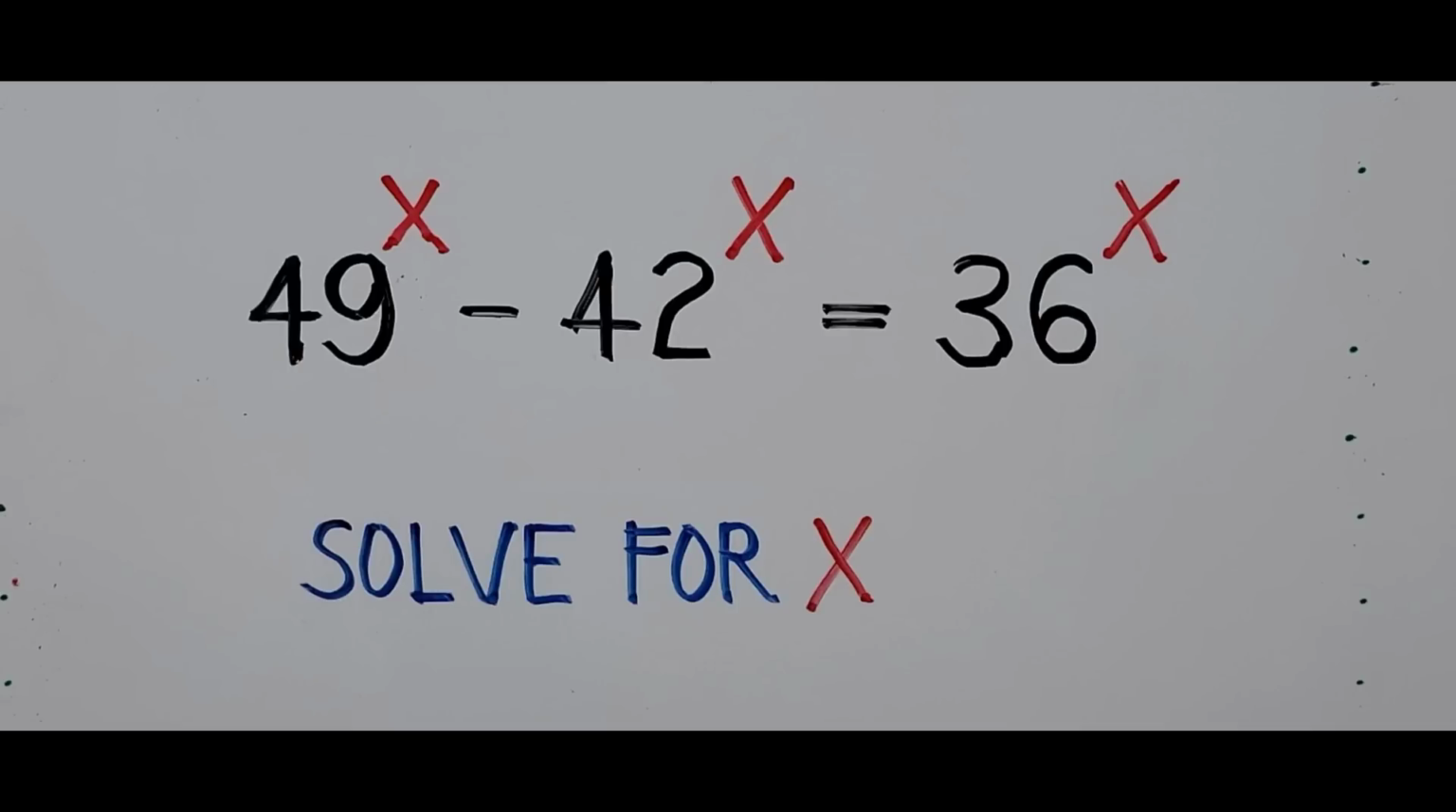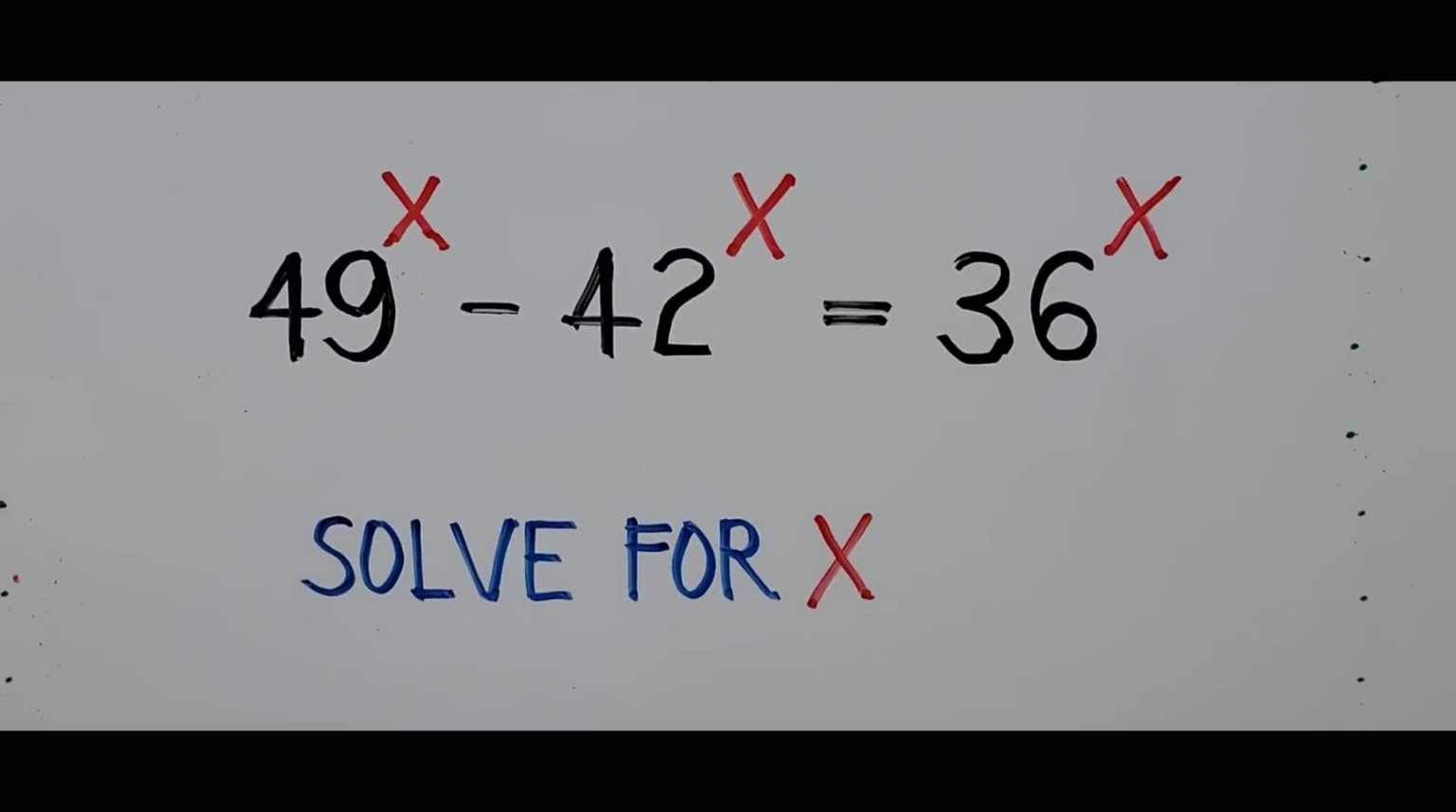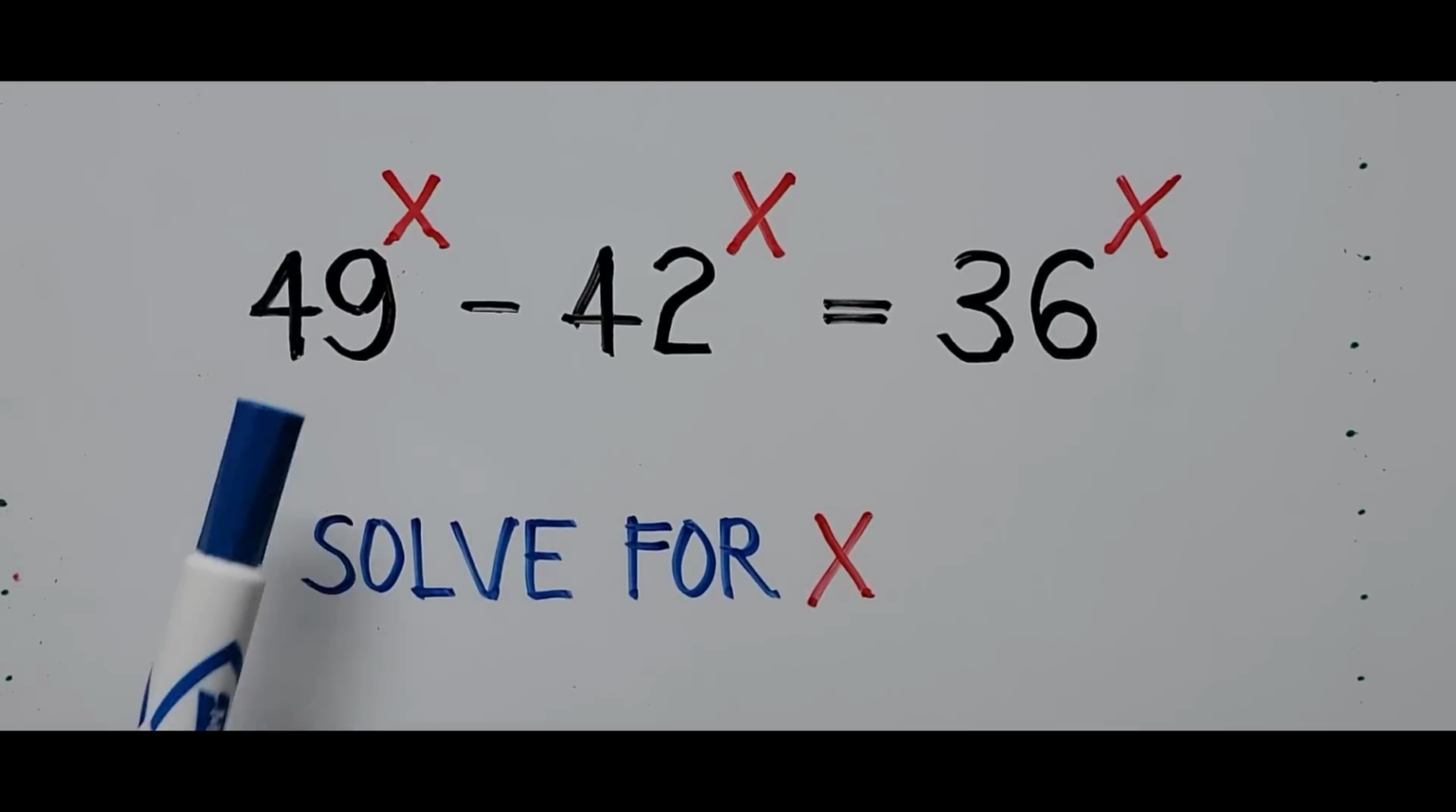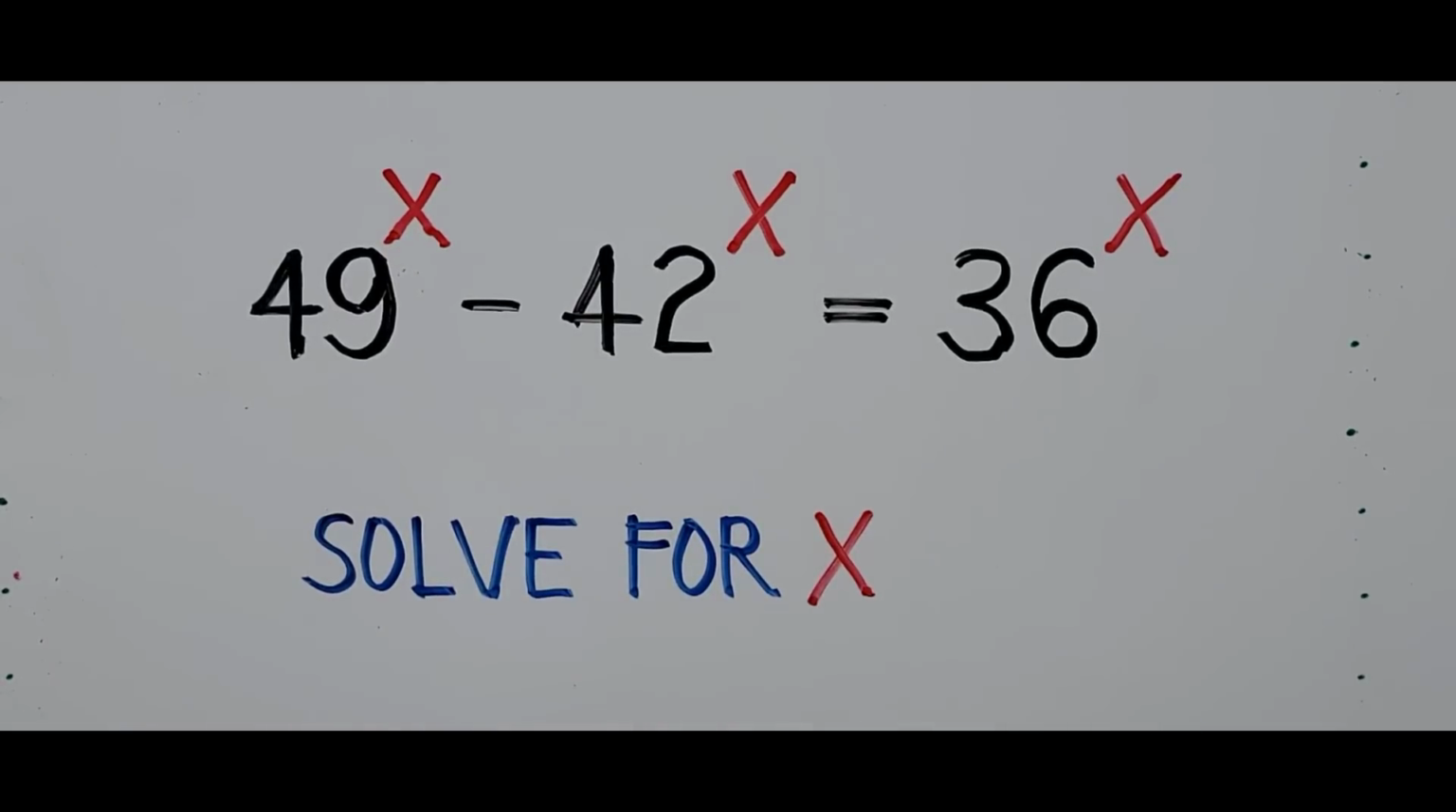Okay, let's start solving the exponential equation. Before we start, let's investigate the bases: 49, 42, and 36. We're trying to find a common base for any of those. If not, we'll be dividing the terms by any of the bases, like 36, 49, or 42.